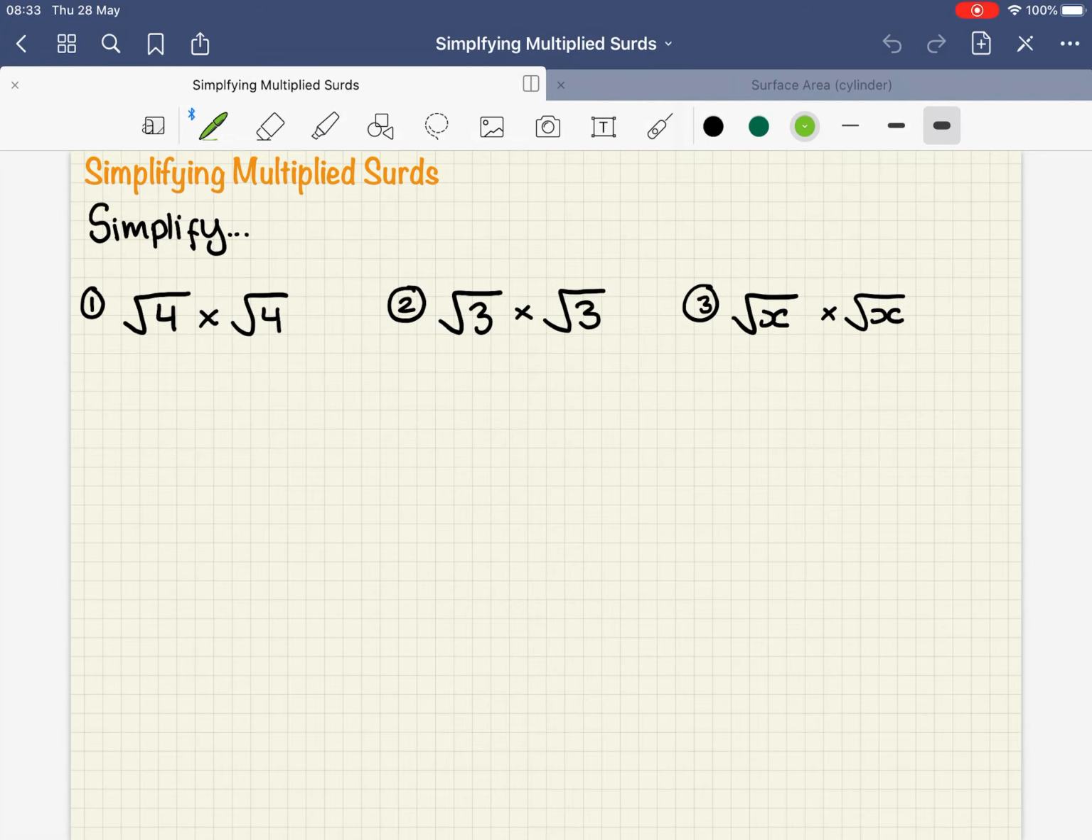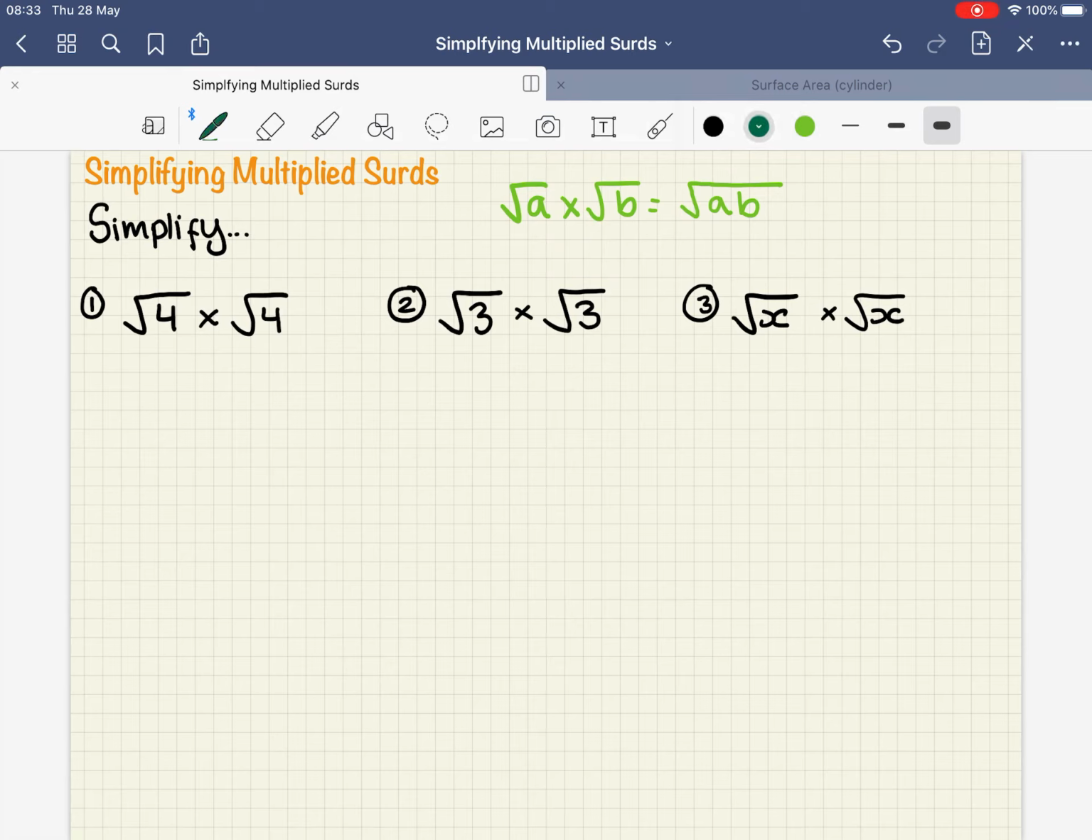Okay, in this video we are looking at how to simplify surds once they're being multiplied together. So a general rule of thumb is if we have two surds multiplied together, then we can do the reverse of what we've been doing during our simplification, and we can bring them under one square root sign and have them multiplied together under that.